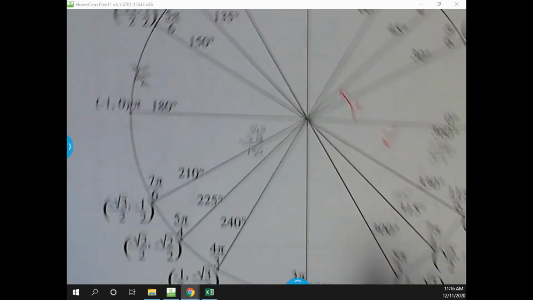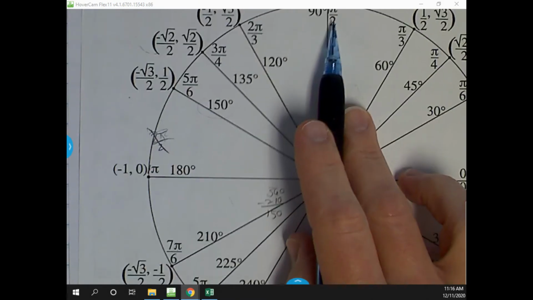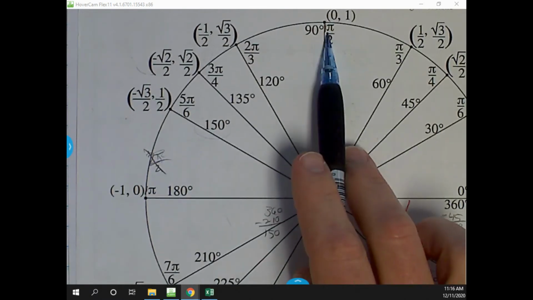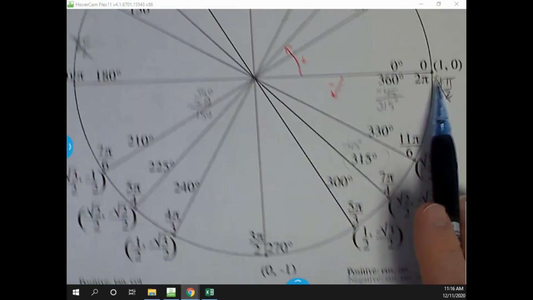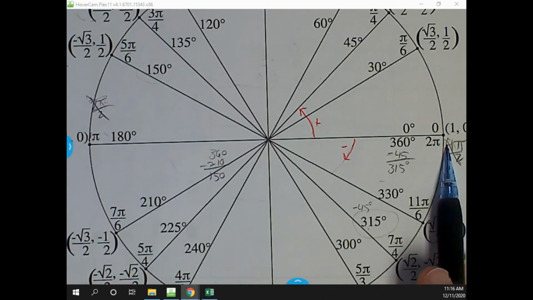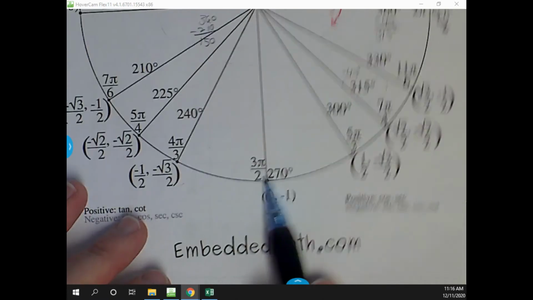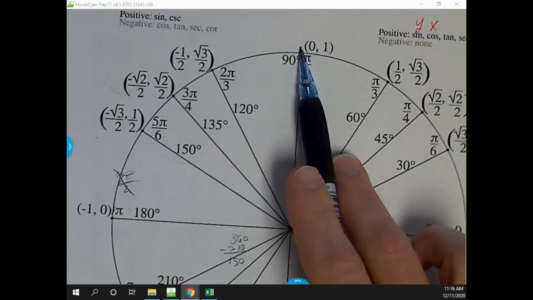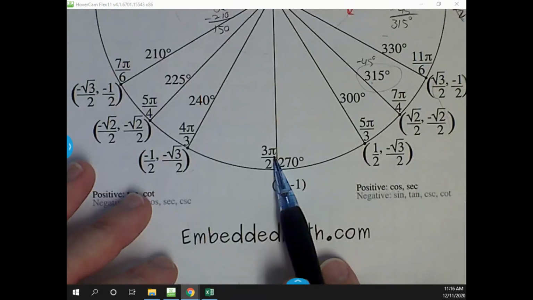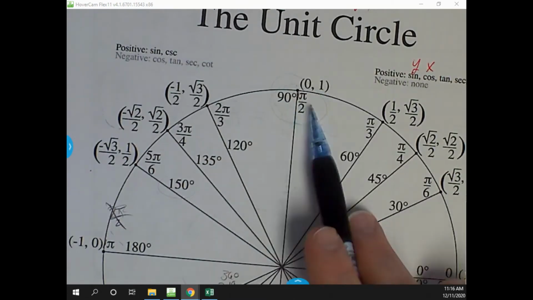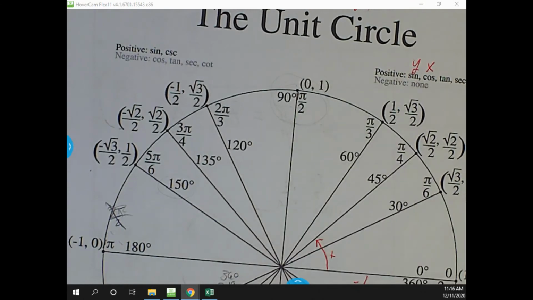So if we keep going around the circle, this is 1 pi over 2. Every 90 degrees is 1 more pi over 2. So this would be 1 pi over 2, this would be 2 pi over 2, this would be 3 pi over 2, this would be 4. And if you want to keep going, you just keep counting: 5, 6, 7, 8, 9, 10, 11, 12. And then 13 pi over 2 would eventually put you right back here. So we'll use 0 and 1.